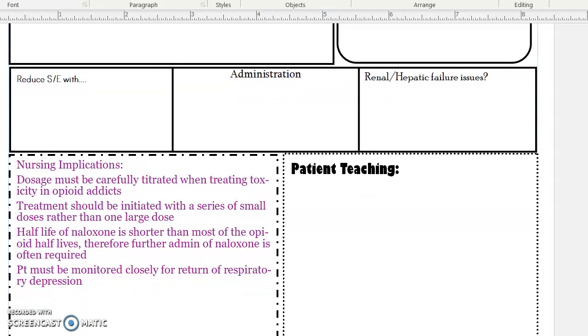Remember, the dosage must be carefully titrated when treating toxicity in opioid addicts. Treatment should be initiated with a series of small doses rather than one large dose. The half-life of naloxone is shorter than most opioids' half-lives. Therefore, further administration of naloxone is often required.